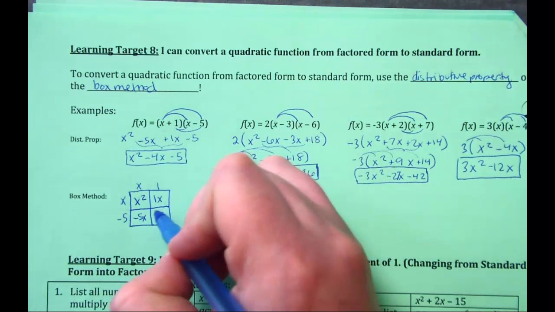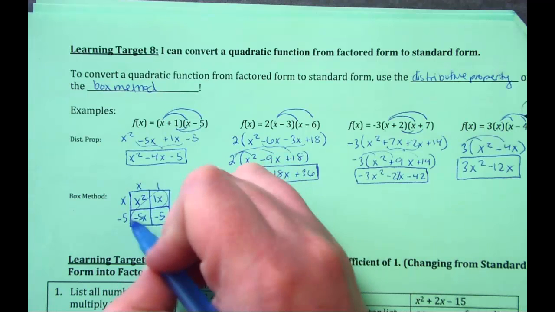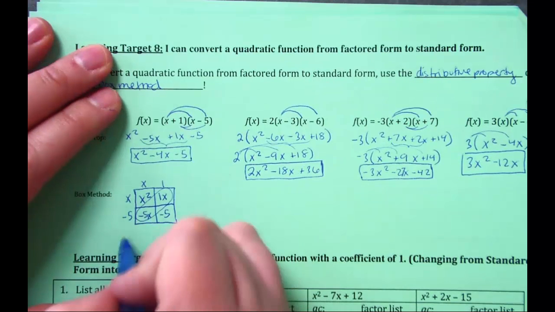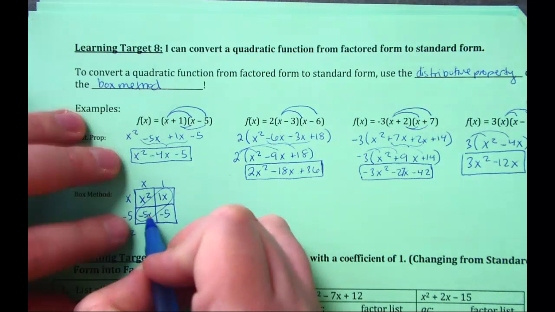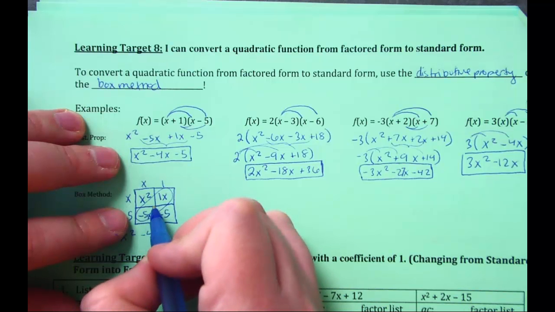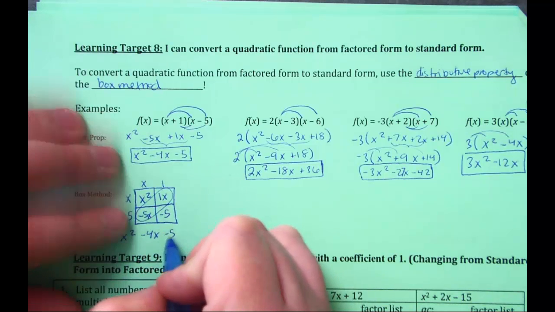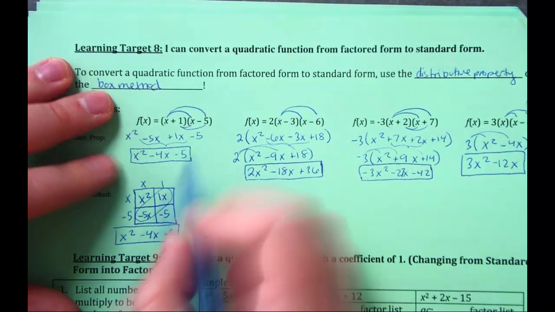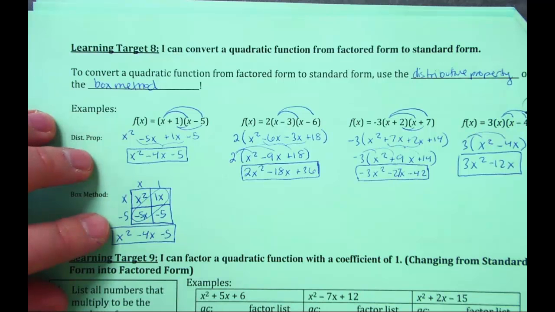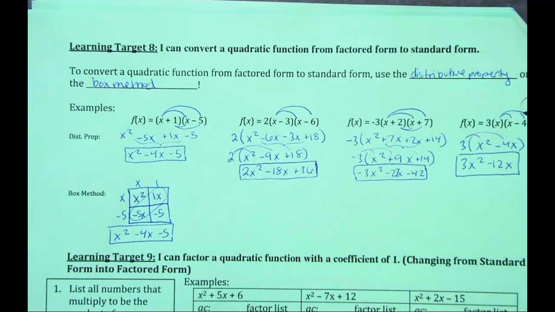So then you're going to notice that these 2 terms here in this diagonal in the middle go together. So you actually have x squared minus 4x, because you can combine those, you can add them together, minus 5. And that gives you the same answer we had up here. We just got it in a slightly different way. So now let's try these.